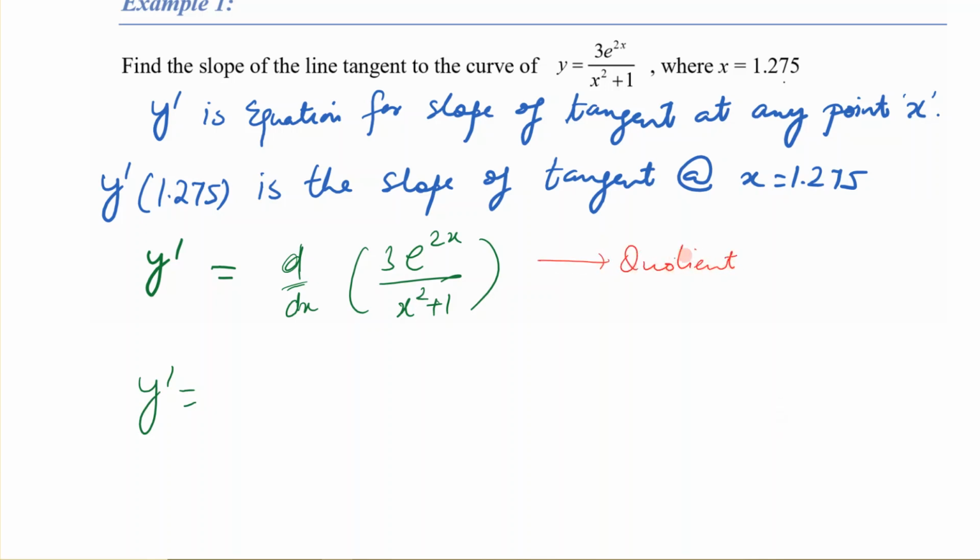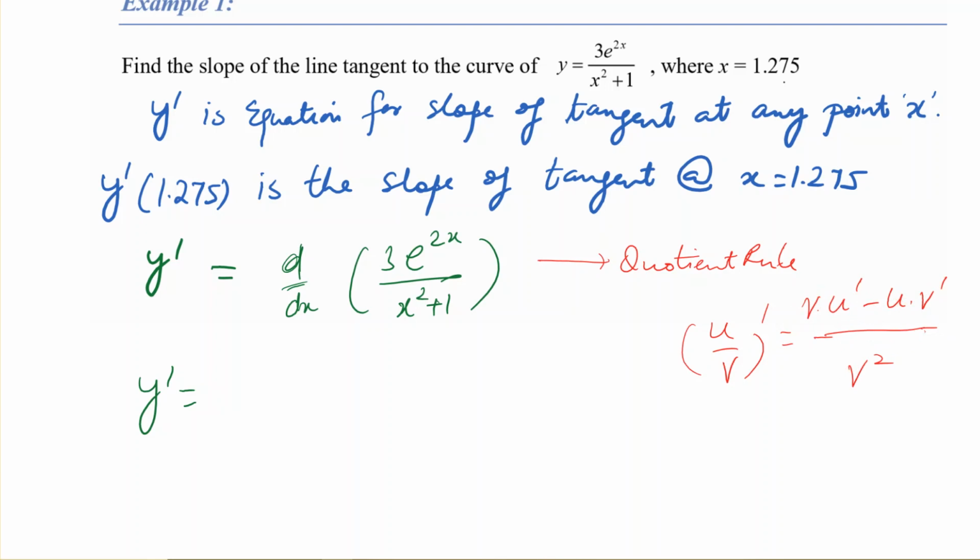So quotient rule, because we have u over v form. The derivative of u over v is the denominator squared, then denominator as it is, derivative of numerator, minus numerator as it is, derivative of denominator. So we're going to use this result here now.